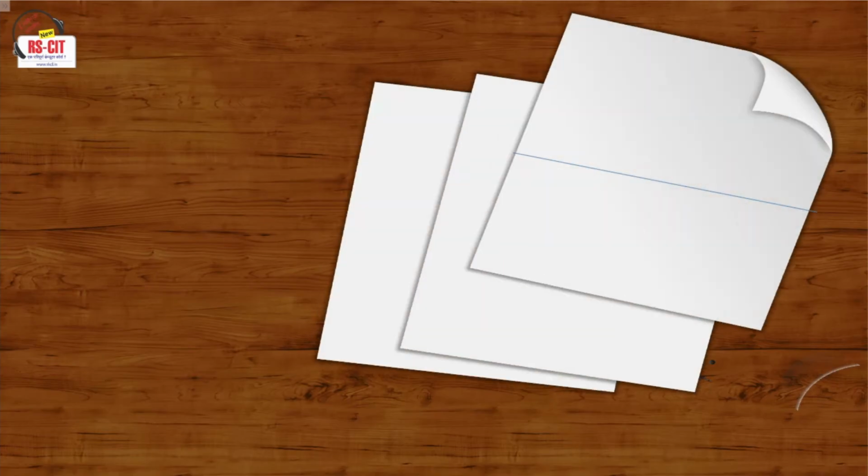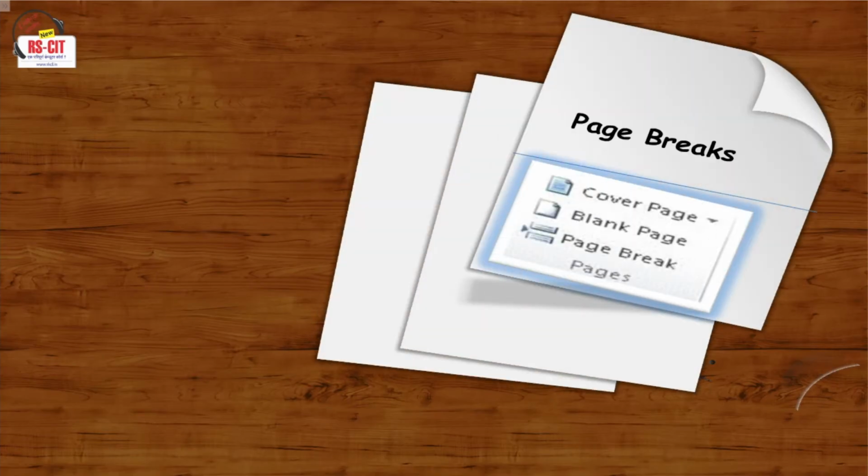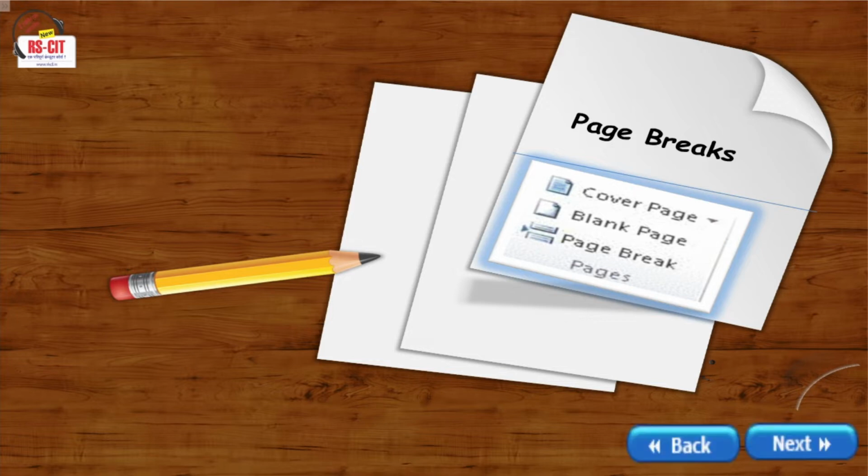Page breaks. Word automatically inserts a page break when you reach the end of a page. If you want the page to break in a different place, you can insert a manual page break. Or you can set up rules for Word to follow so that the automatic page breaks are placed where you want them. This is especially helpful if you are working in a long document.